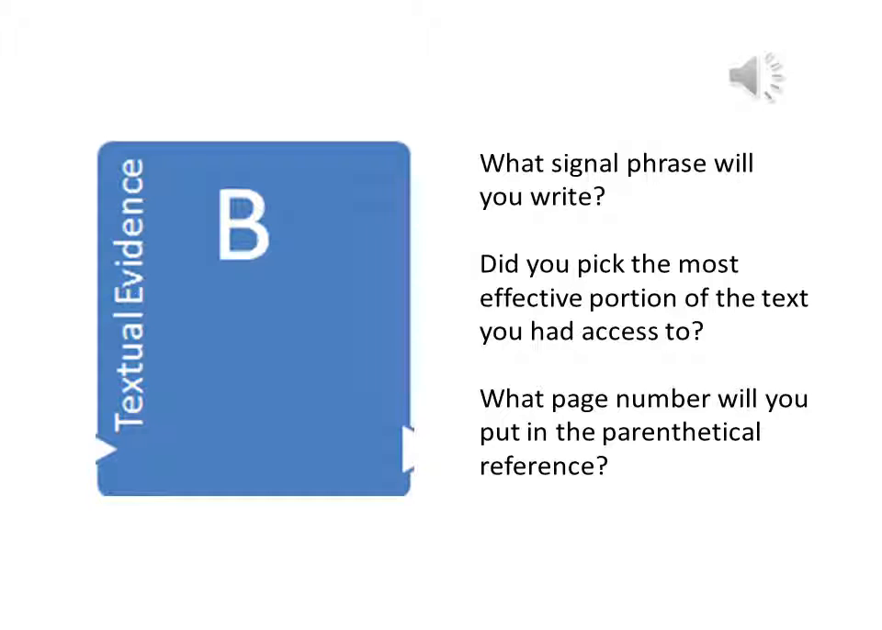Once you have your textual evidence, introduce it with a signal phrase. Remember, this is a transition into that quoted material. And of course, at the end, include a parenthetical reference. That'll tell us the page number or numbers that your text comes from.